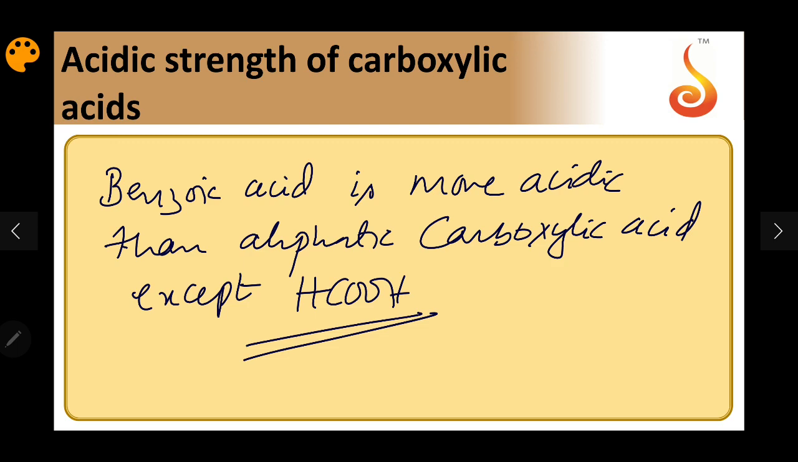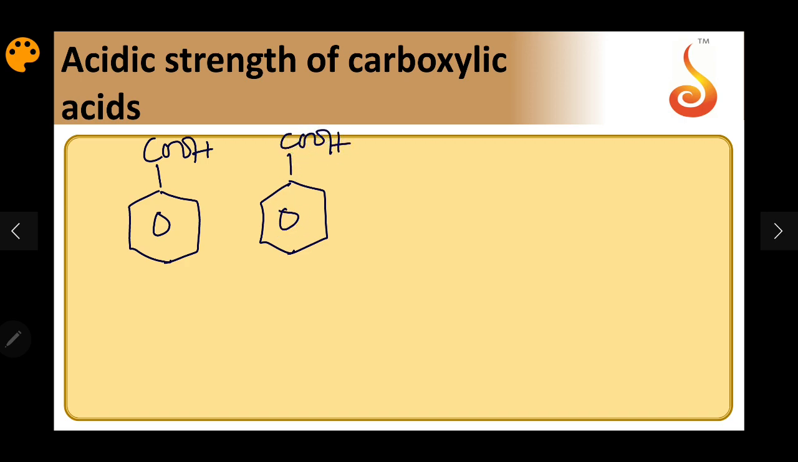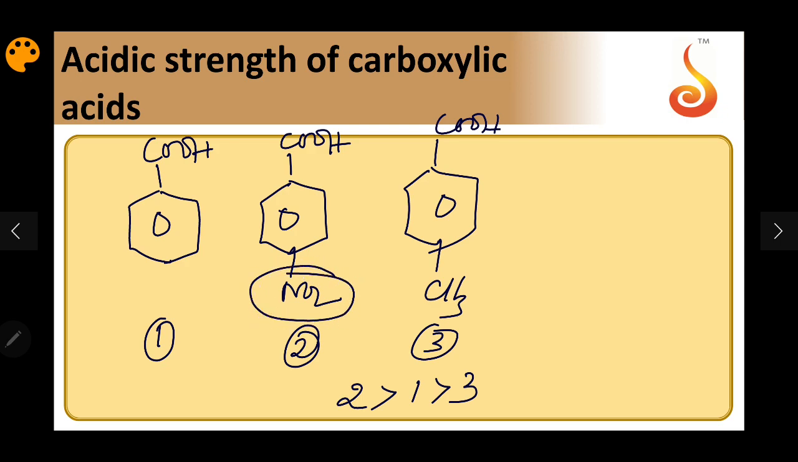When I take substituted benzoic acid, again the same concept: electron withdrawing group increases acidic strength and electron releasing group decreases acidic strength. So if I take 1, 2 and 3, the acidic strength is 2 greater than 1 greater than 3. The electron withdrawing nitro group increases acidic strength, while the methyl group is an electron releasing group which will decrease the acidic strength.